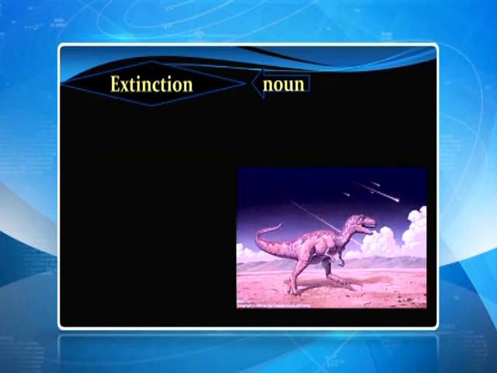Extinction is a noun. Now the picture can tell you exactly what the meaning of extinction is. What can you see in the picture? Yes, very good. I can see a dinosaur. What do you think? Do we have a dinosaur right now? Of course not. Why? Because they faced the danger of extinction. They become no more. They are finished.